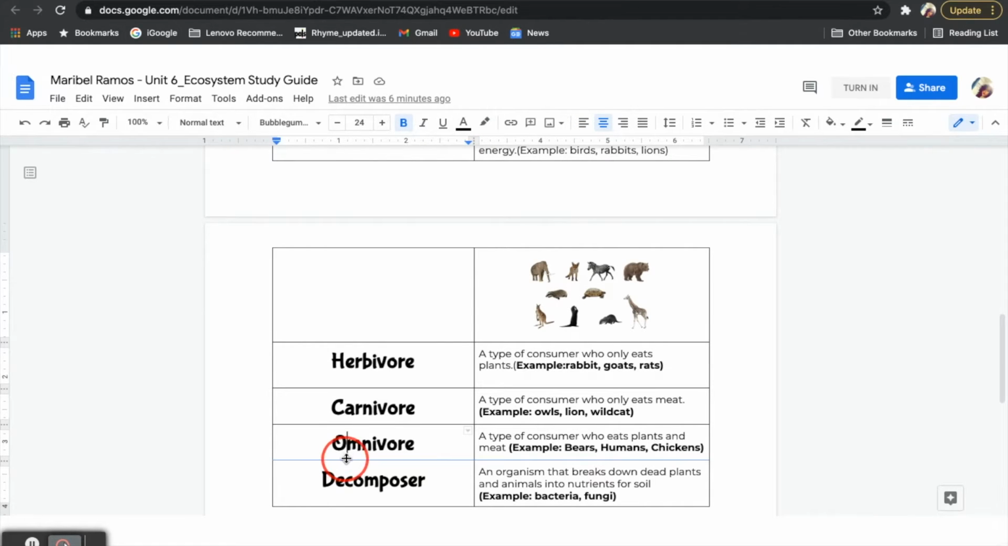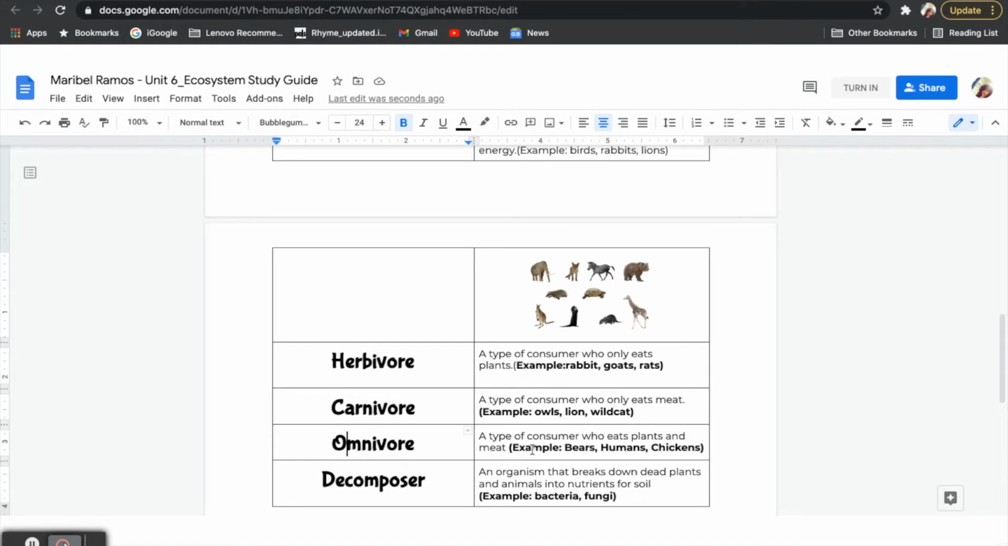And then something that we call omnivores. Omnivores are also consumers. However, omnivores are different from carnivores and herbivores. Omnivores are not very picky. They will eat both meat, like different animals, but will also eat different producers like grass or flowers. Some examples of omnivores are bears, humans, and chickens. Omnivores will eat plants and meat.